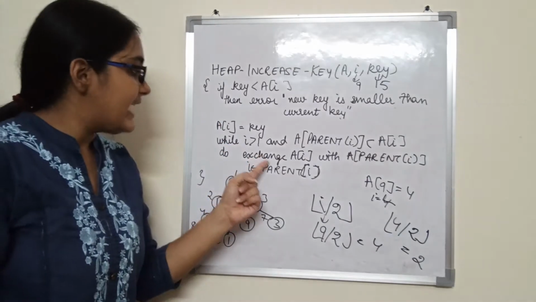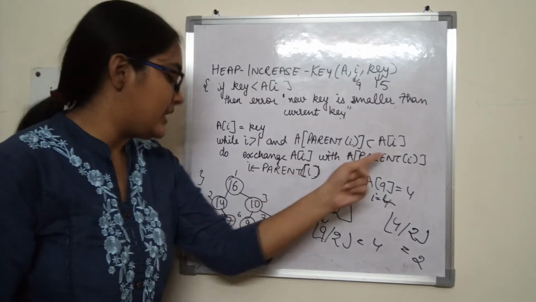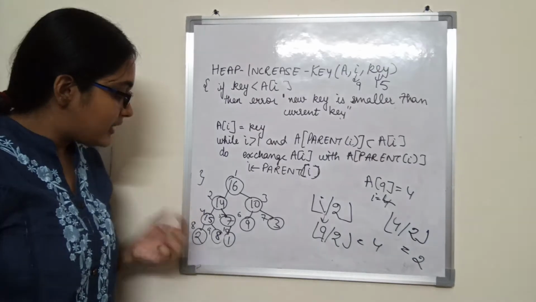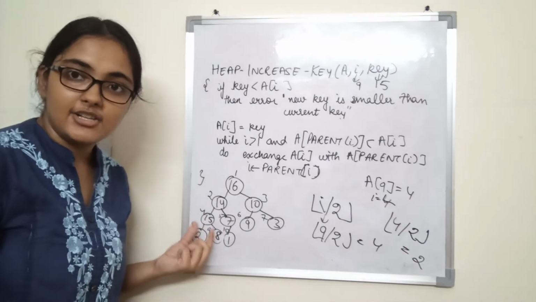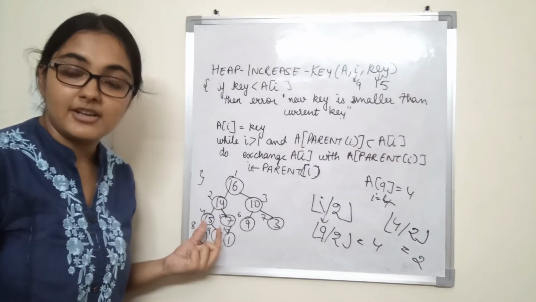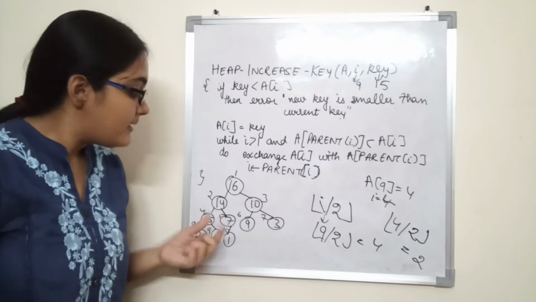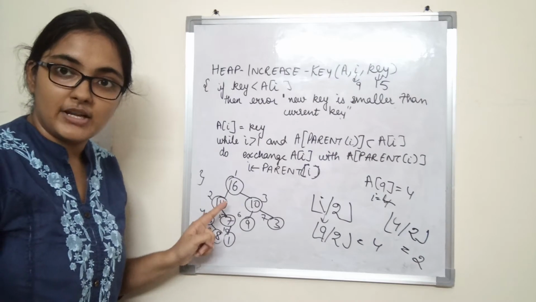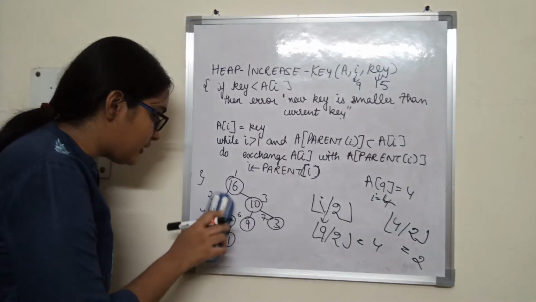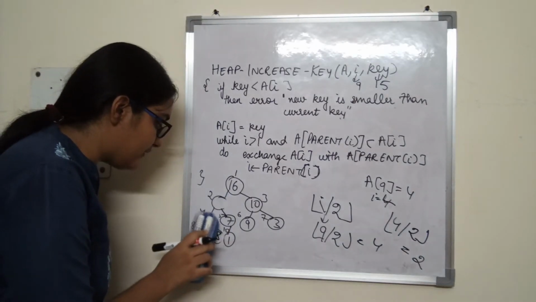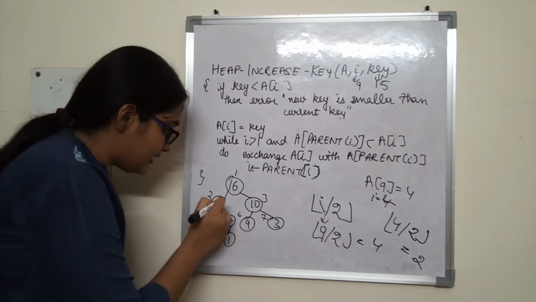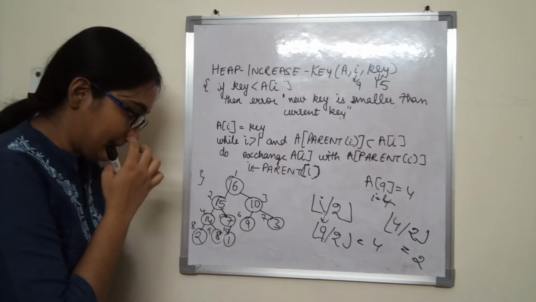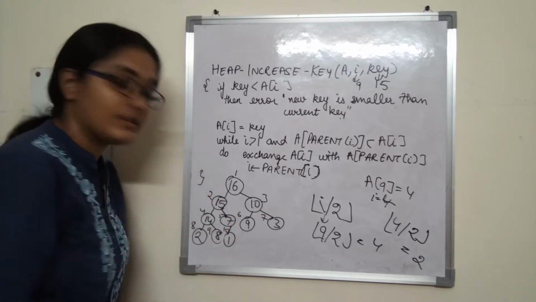What is it saying? Exchange A of i with A of parent of i, that is 14 and 15 need to be exchanged. Why did we do that? Because the parent is again less than the child, which we do not want. Why? Because the max heap property doesn't allow that, right? So 14 and 15 need to be exchanged because the parent is smaller than the child. So in order for the parent to become greater than the child, we exchange parent and child, right? So 15 is there and 14 is here, right?